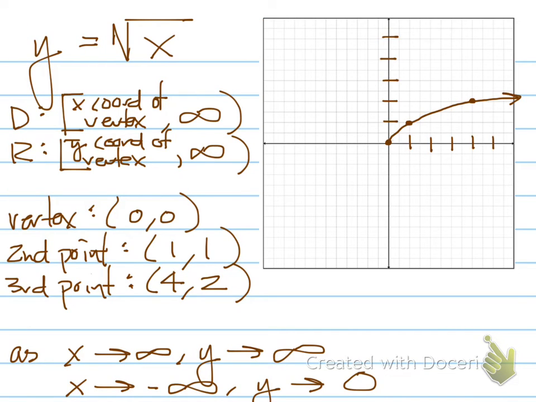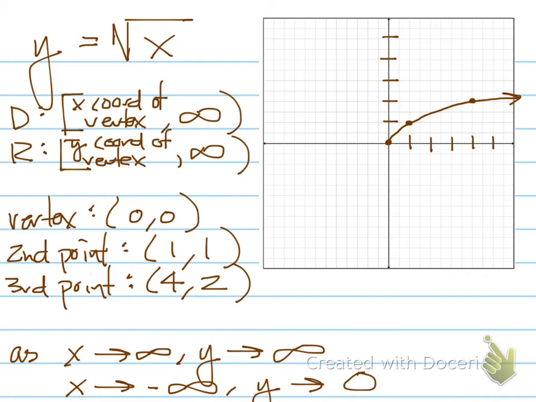And we learned in a previous unit, the domain is the span of all the x coordinates. The range is the span of all the y coordinates. We should also be able to identify the vertex and two other points on that graph, and determine what y approaches as x approaches positive and negative infinity. For the domain, the span of the x coordinates is from 0 to infinity, and the range is the same, also 0 to infinity.